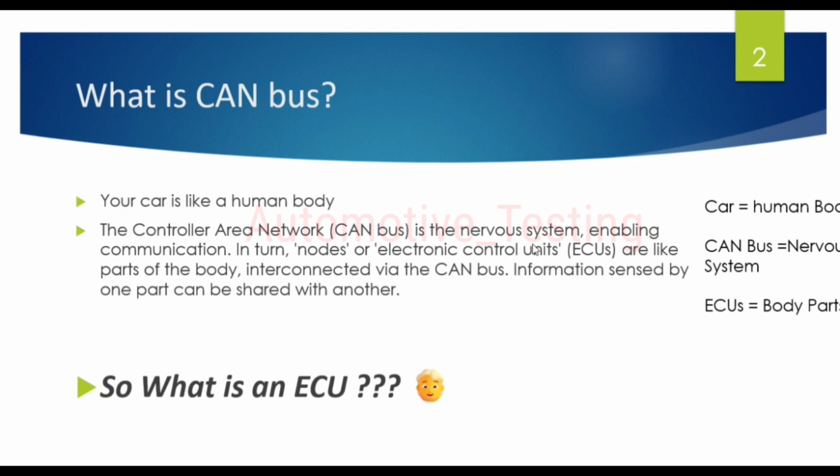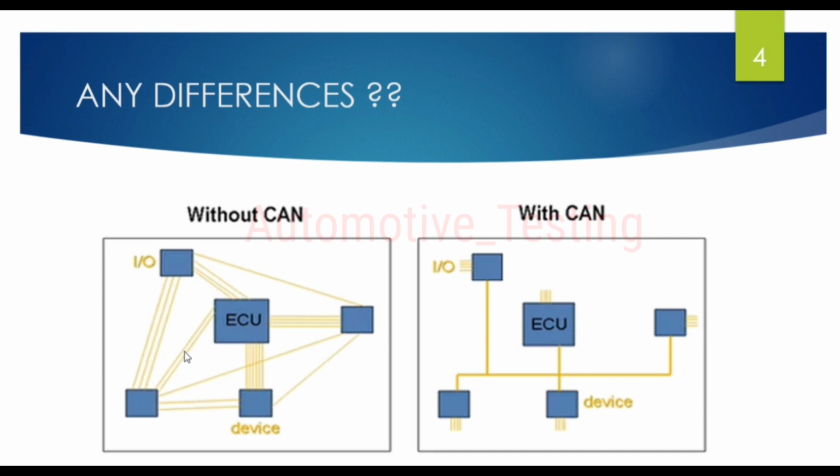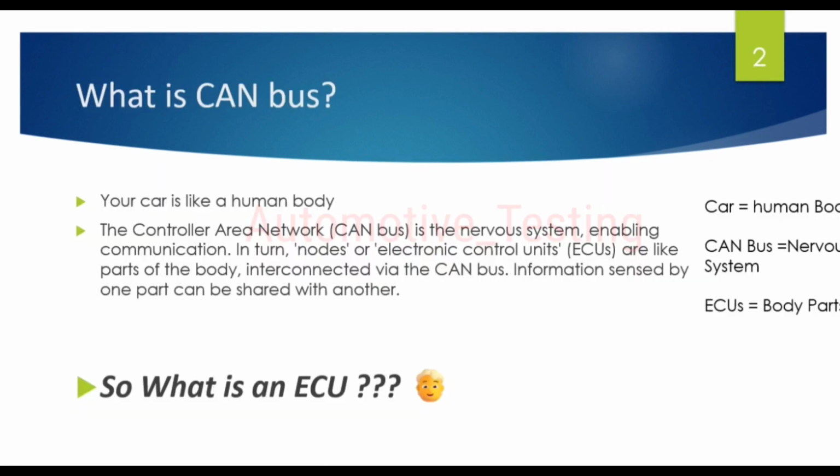This is a simple example, guys. Take another example. Let's imagine your car as a busy city, let's say Pune or Bangalore. Without CAN, every device would need its own direct line of communication to every other device. That would be a tangled mess of wires like this. So instead, CAN acts like a central highway system, simplifying communication. Here you can see the messy wires, and here we are using only a single wire. So back to this point.